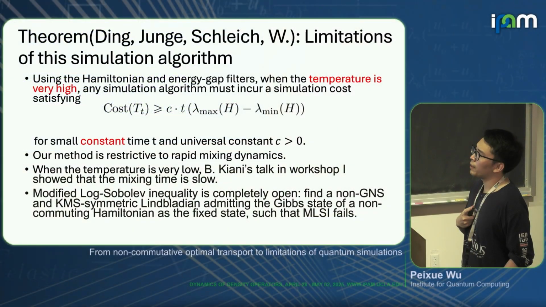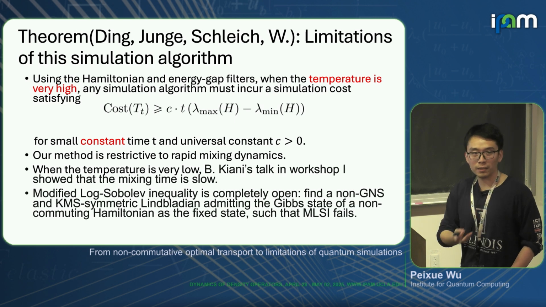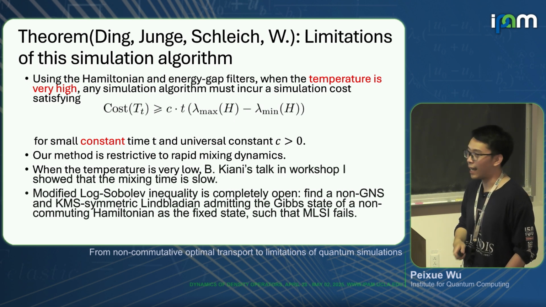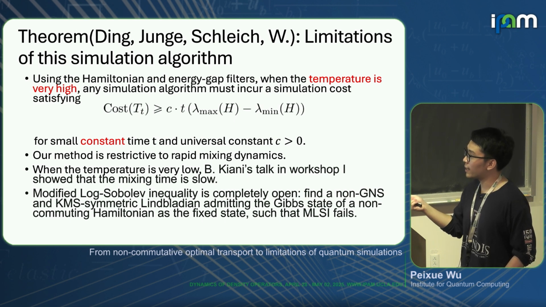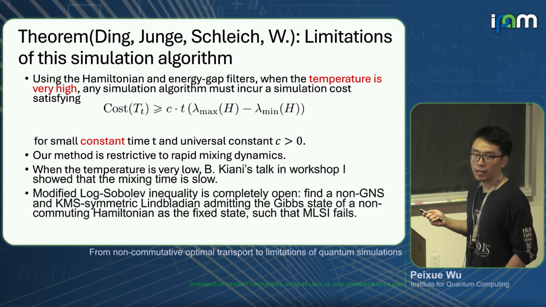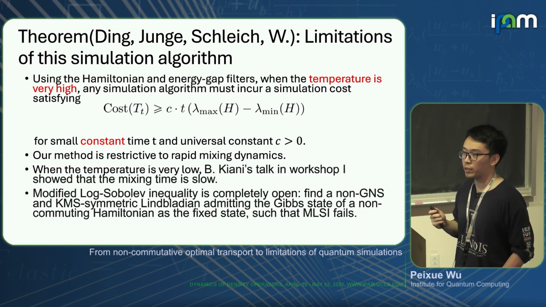And for this type of Lindbladian dynamics, I think what is quite wide open is whether the modified log-Sobolev inequality is true in this setting, right? I don't know whether Marius agrees because he thinks he has an example, but my claim is: find a GNS and KMS symmetric Lindbladian, which is non-commuting, which admits the Gibbs state of a non-commuting Hamiltonian as a fixed state, and MLSI should fail. Nobody has proved this, but this is a very interesting question.